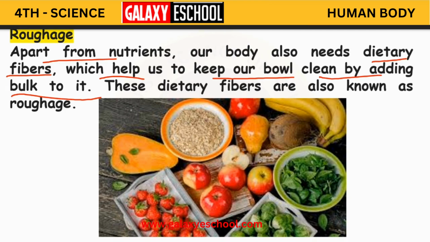So we have to pass out all the wastages from our body. These dietary fibers are also known as roughage. For example, if you see here in the picture, you have bananas, papaya, green leaves, oats, apples and strawberries. All these we call roughages, fiber food. This is going to keep your bowel clean.